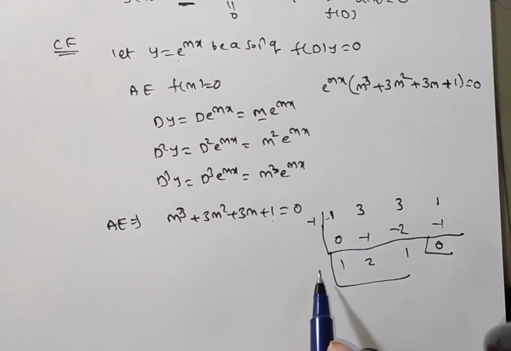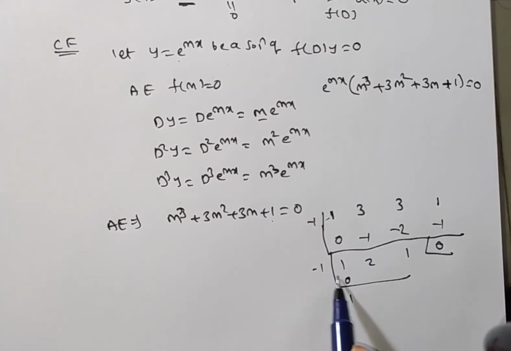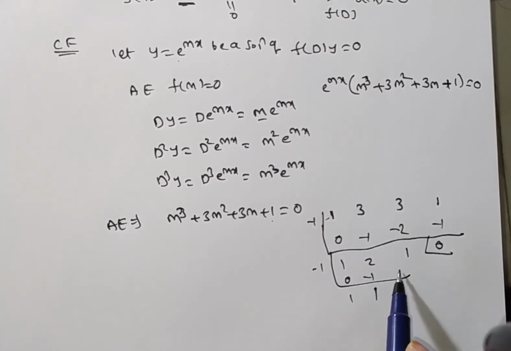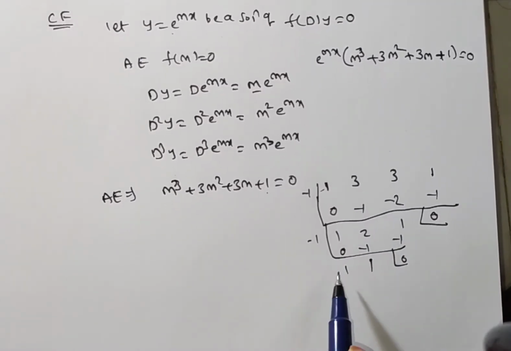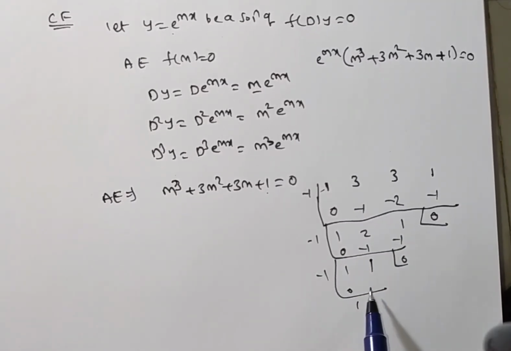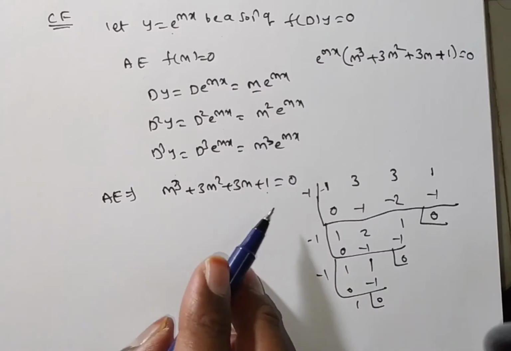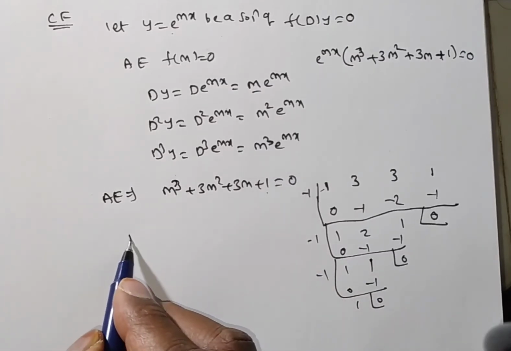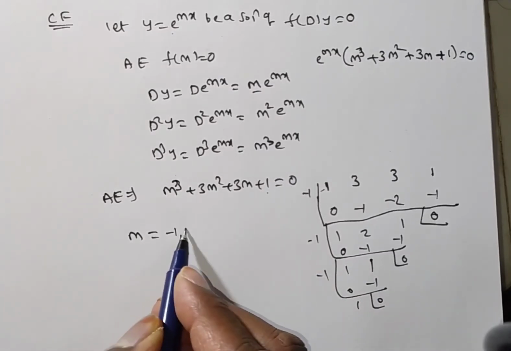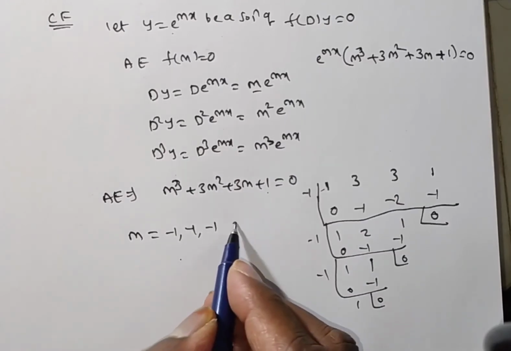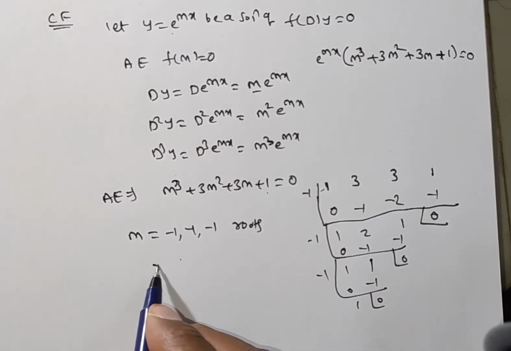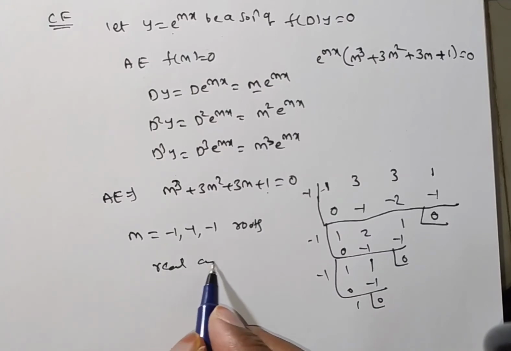Again you verify, minus 1, next, you see, yes, we have minus 1 is again one more root. Yes, we have minus 1, minus 1, minus 1. So 3 times we are getting the roots. Minus 1, minus 1, minus 1 are the roots. Okay, these roots are real. Is it or not? Yes, and repeated.